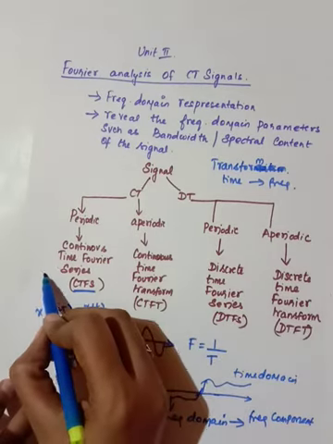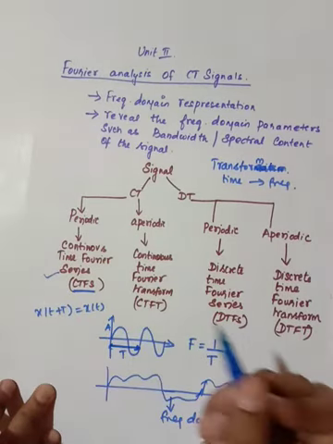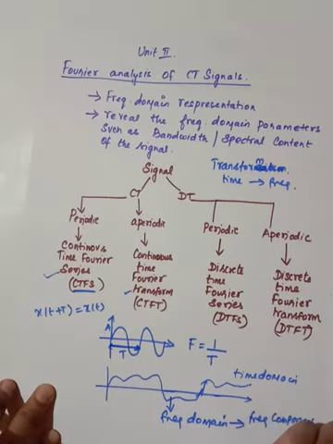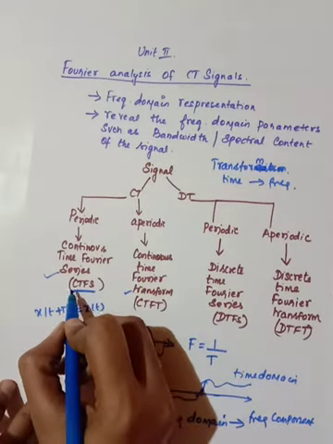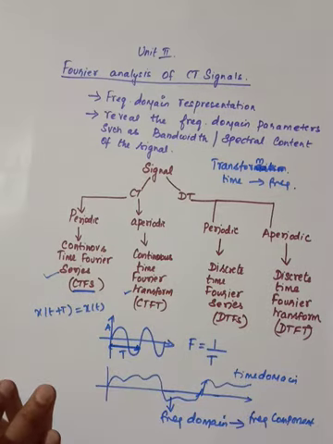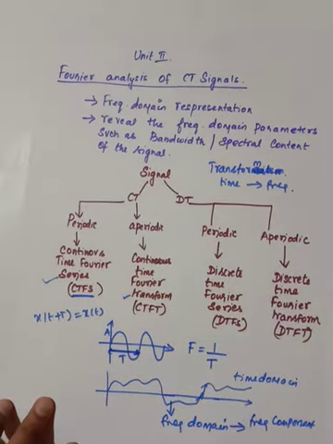In this unit, we are going to discuss the CTFS first, and later we will discuss the CTFT. First we will discuss the Fourier series, that is, the continuous time Fourier series, in detail in the second unit.